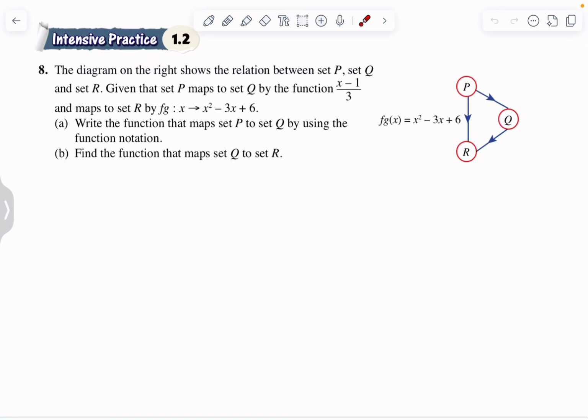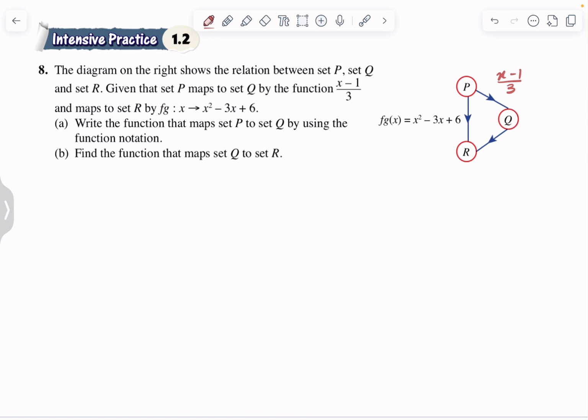Question 8. The diagram on the right shows the relation between sets P, Q and R. Set P maps to Q with this function and to set R using this function. Let's label this function (x minus 1) over 3. Write a function that maps set P to Q using function notation.